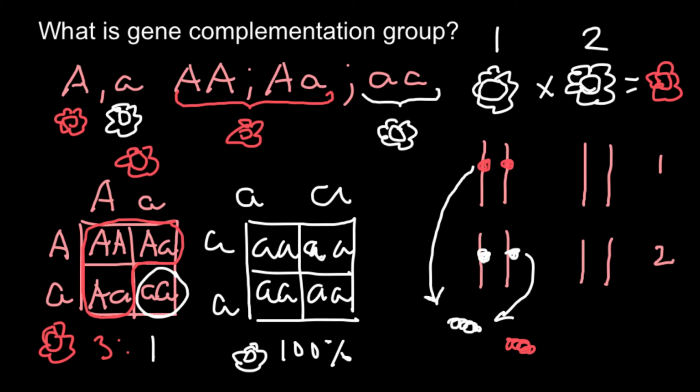But if the second set of alleles would be mutated, so small a and small a here, mutated here means that this enzyme wouldn't work properly and red pigment also wouldn't be produced.